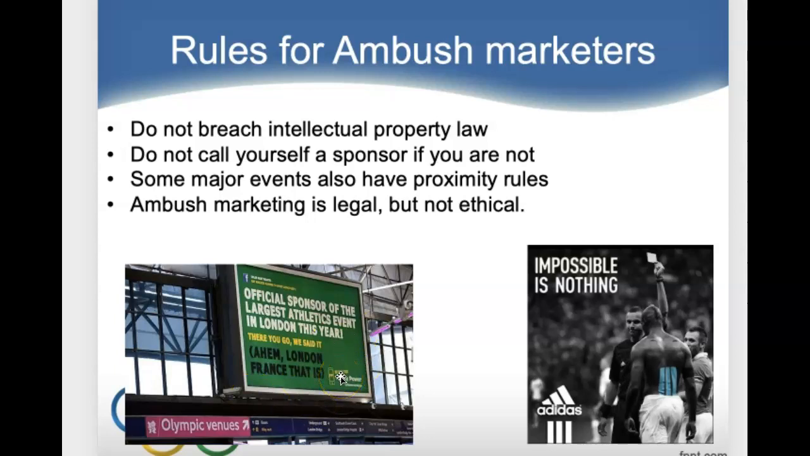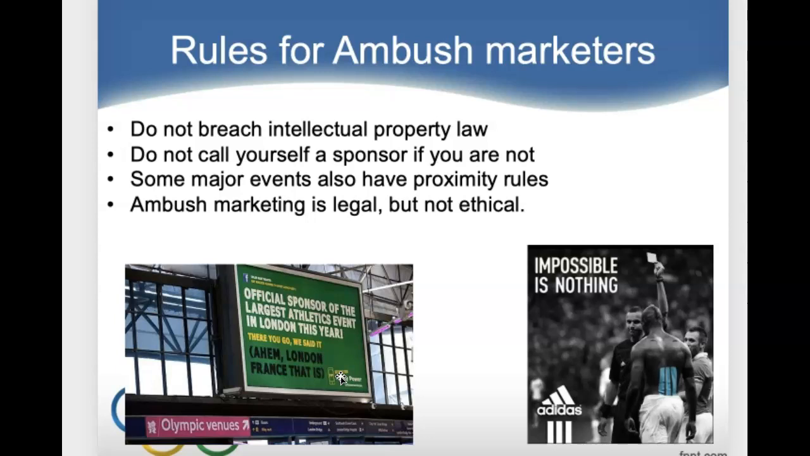So this is actually a pretty smart way to associate yourself with the Olympic Games without mentioning the Olympic Games, right? Don't call yourself a sponsor if you're not. If you call yourself a sponsor, you can create a lot of trouble and issues.